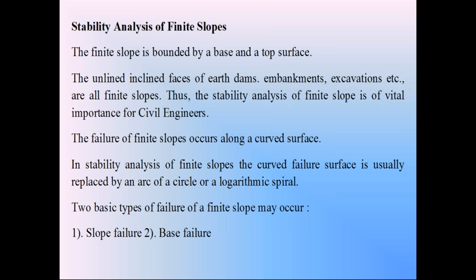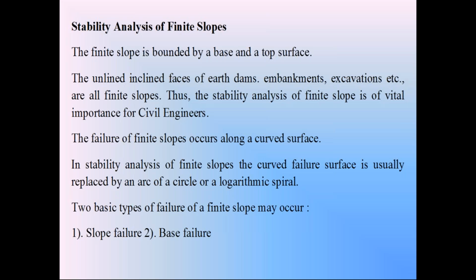In rotational failure, the failure surface is a curved surface. If the soil is homogeneous, we take that curved failure surface as a circle. If the soil is homogeneous in the embankment or earth dam, the failure surface of the finite side slope is a rotational failure, taken as a circular failure surface.